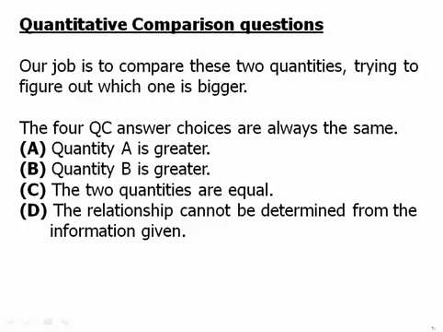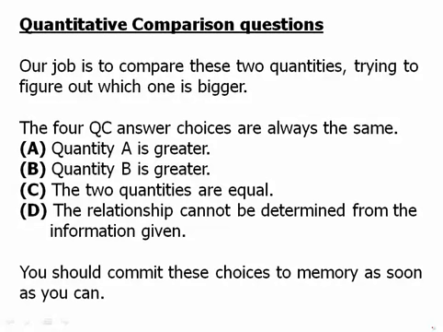So the first thing I'll say about these answer choices is you should commit them to memory as soon as possible. Many people actually find them intuitive. In other words, you pick A when A is greater, you pick B when B is greater. When you see that they're equal, you pick C, and when you don't know, you pick D. Many people just can remember them, but it's very important to get familiar with these because, again, these are the answer choices on every single quantitative comparison question.